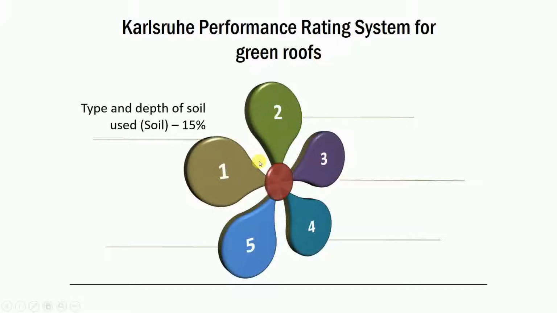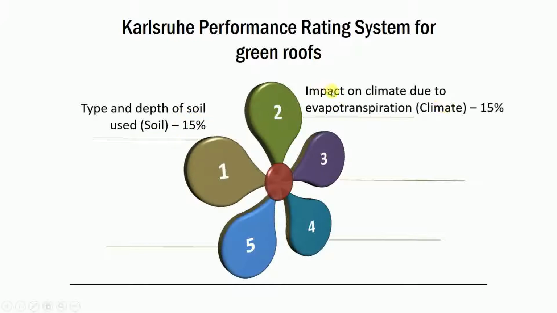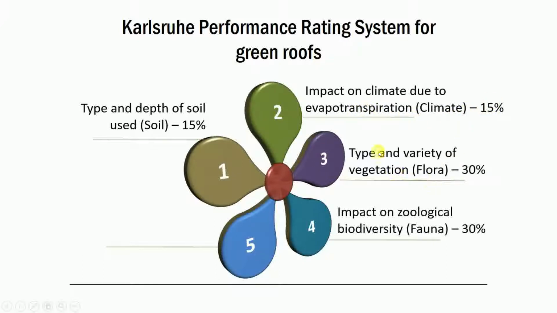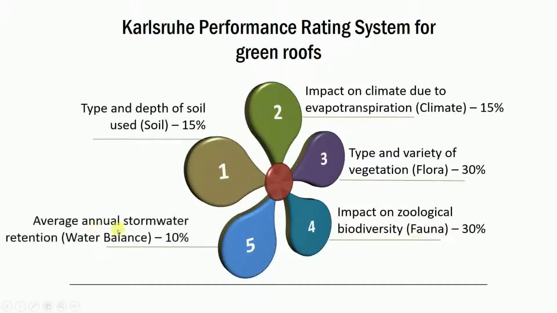Five factors, and it depends on type and depth of soil used, 50%, impact on climate due to evapotranspiration, 15%, type and variety of vegetation flora, 30%, impact on zoological biodiversity, 30%, and average annual stormwater retention, 10%. I mean, your green roofs must follow this guideline.